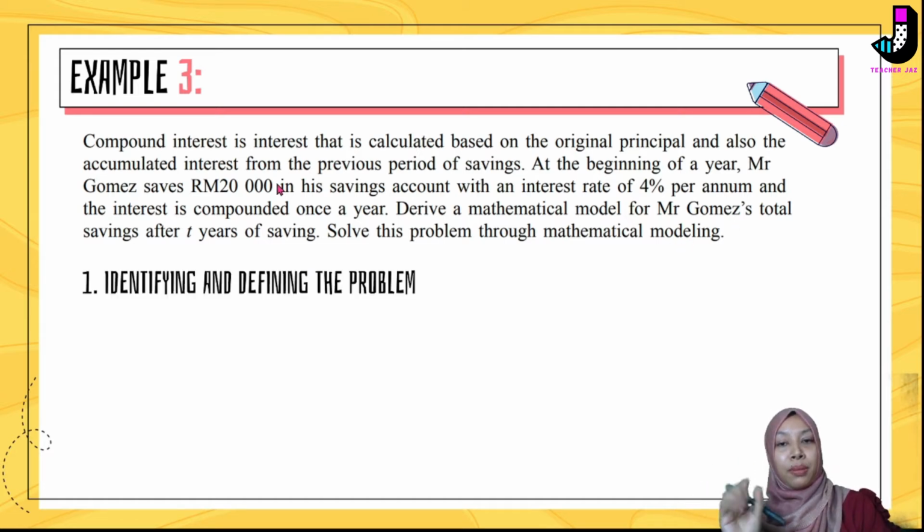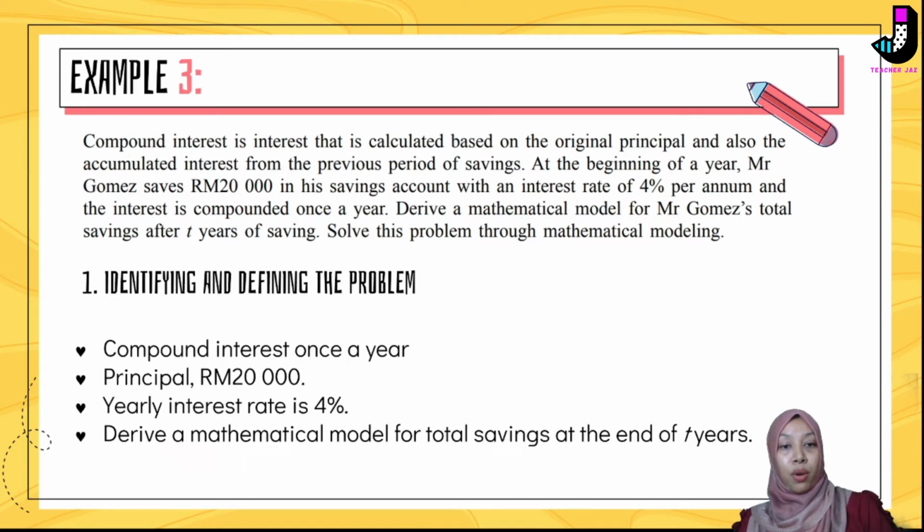To solve a problem using mathematical modeling, you must do the 6 components. The first one is identifying and defining the problem. So our problem here is compound interest once a year, the principal is 20,000, yearly interest rate is 4%, and what we need to do is derive a mathematical model for total savings at the end of T years. T yang kita tak tahu boleh jadi apa-apa saja.